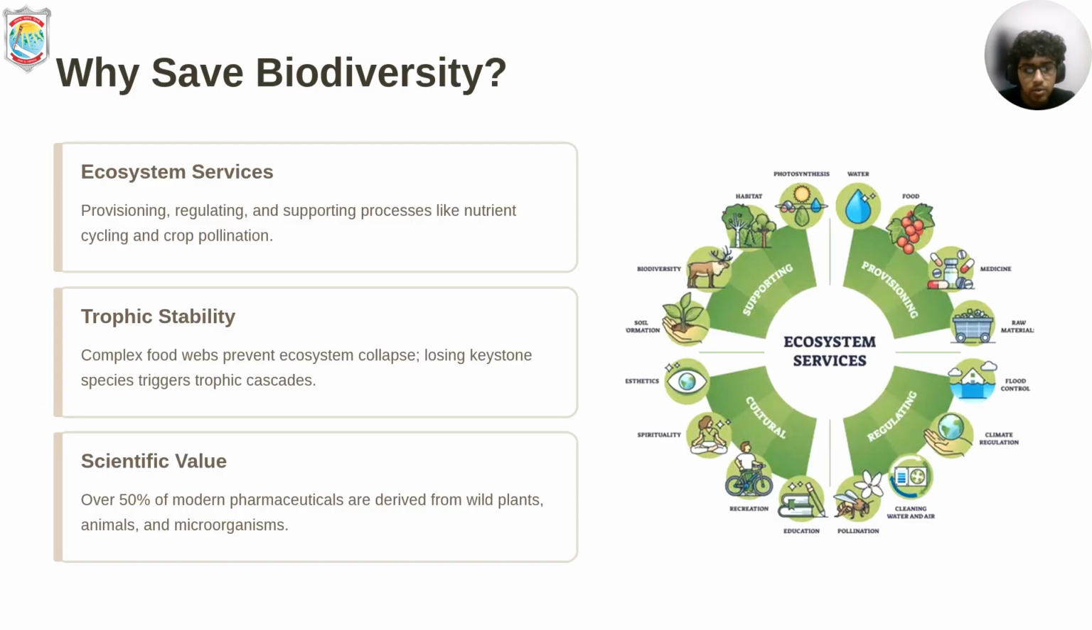Now, an answer to a very obvious question. Why must we even save biodiversity? We rely heavily on ecosystem services. These include provisioning, regulating, and supporting processes like nutrient cycling and crop pollination. Biodiversity also ensures trophic stability. Complex food webs prevent ecosystem collapse, and losing just one keystone species can trigger a devastating trophic cascade.